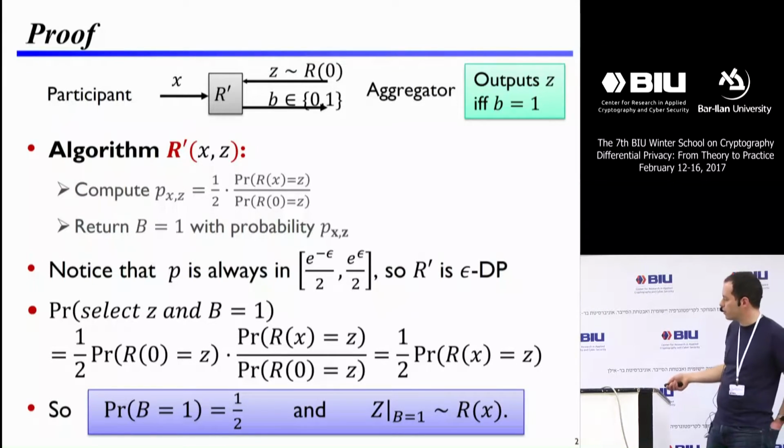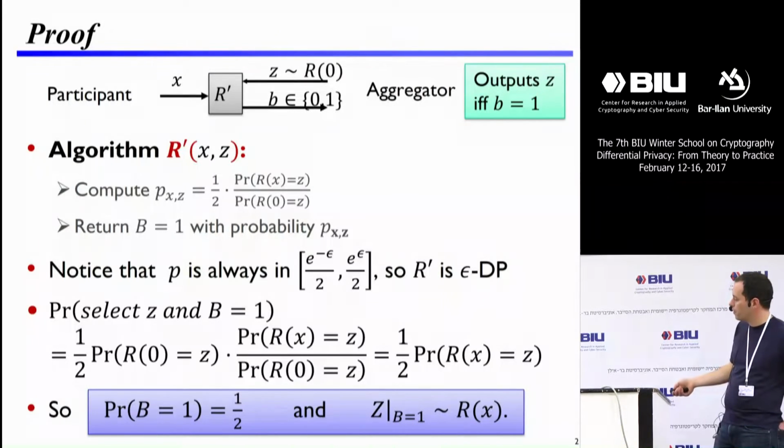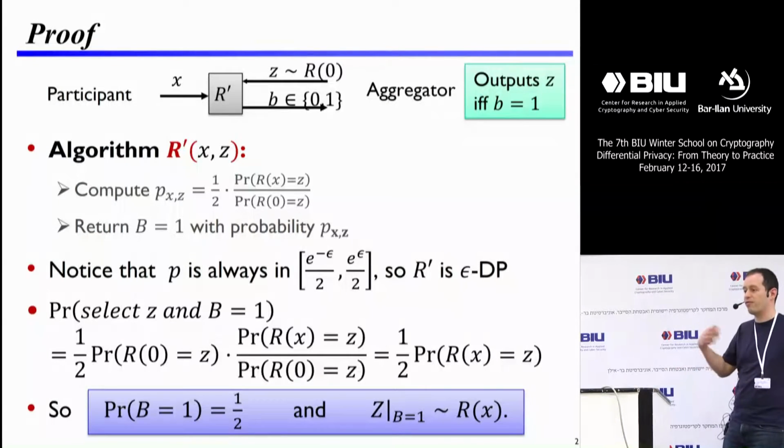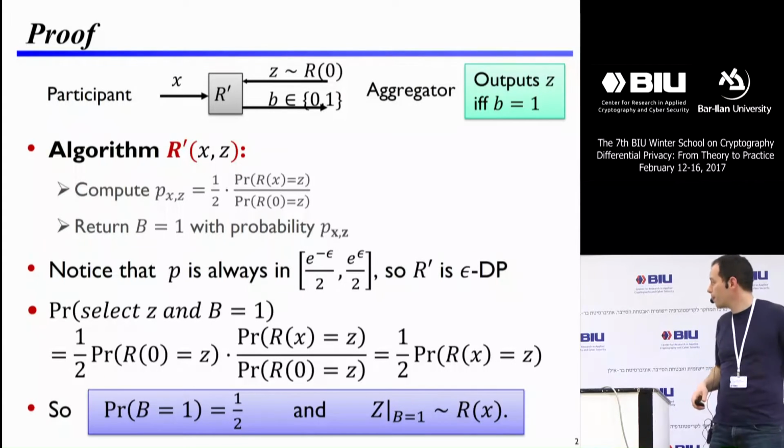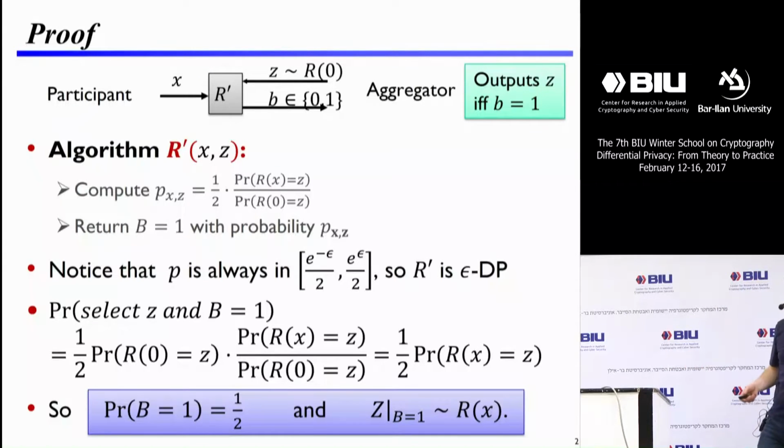The other thing you can notice is that if you sum over all z, then you get 1/2, so the probability that b equals 1 is 1/2, and z is correctly distributed. An important but somewhat subtle point is that the probability that the protocol works is the same regardless of x, so the fact that the protocol works doesn't leak information about x. Okay, so that's how it works. This is a simple transformation that massages my original randomizer into one where all I have to do is send 1 bit to the aggregator.